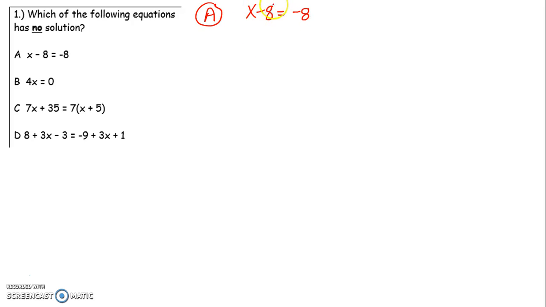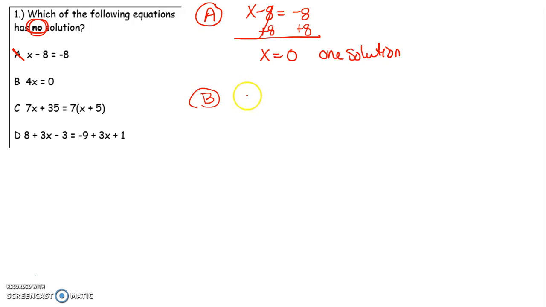Well, if I want to solve for x, I go to the side of the equation with the x. I have to get this minus 8 moved to the other side. How do I undo subtraction? With addition. So I'll add 8 to the left. If I'm going to add 8 to the left of an equation, I have to add 8 to the right of an equation. This side I'm left with x equals negative 8 plus 8 is 0. So this equation has one solution, and that solution happens to be 0. All right, I want the one with no solution. It's not A.